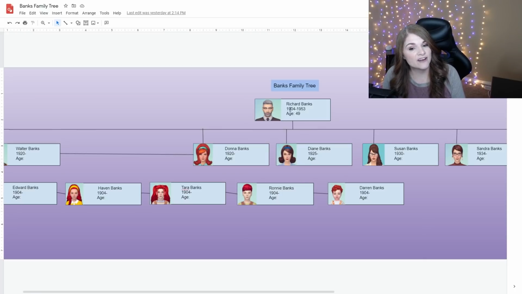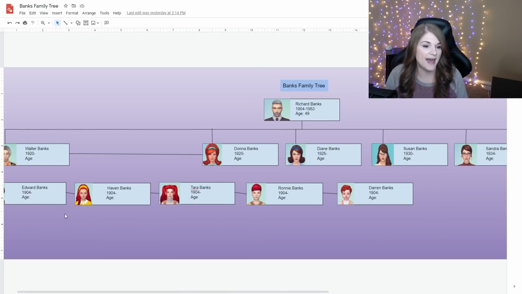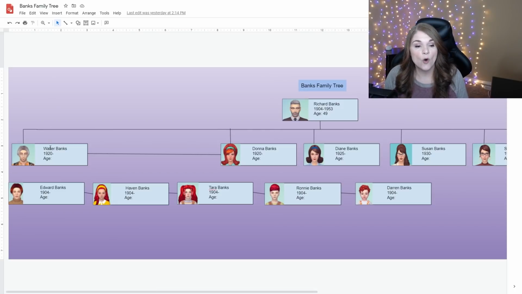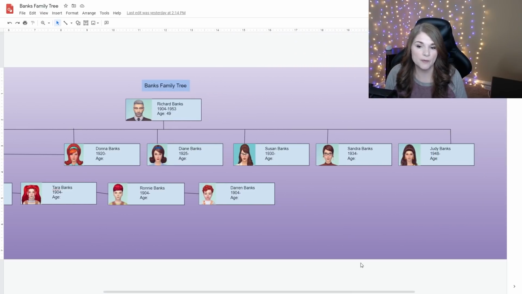Now, how I figured this age out, 1904, is that he was almost an elder when I made him. He was an adult, but then I went into MC Command Center and I put him at the later end of adulthood, I believe. Maybe he was an elder when I created him. But anyway, at any rate, that is him. Now him and his wife had 5 kids. They had Walter, was the firstborn, then they had Diane, and then it was Susan. Susan was number 3, and Sandra was number 4, and then Judy.